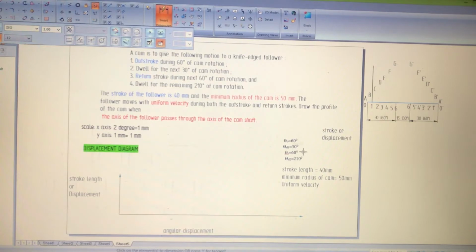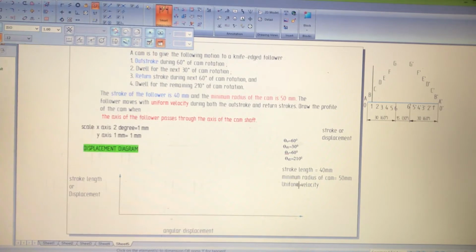If the remaining period is not mentioned, you can easily calculate. For one complete rotation it is 360 degree, correct? 360 minus 60 minus 30 minus 60, you will get 210 degree. Sometimes in some problems they won't mention this, so you need to calculate. Now the stroke length is 40 mm and the minimum radius of the cam is 50 mm. It's operating with uniform velocity.